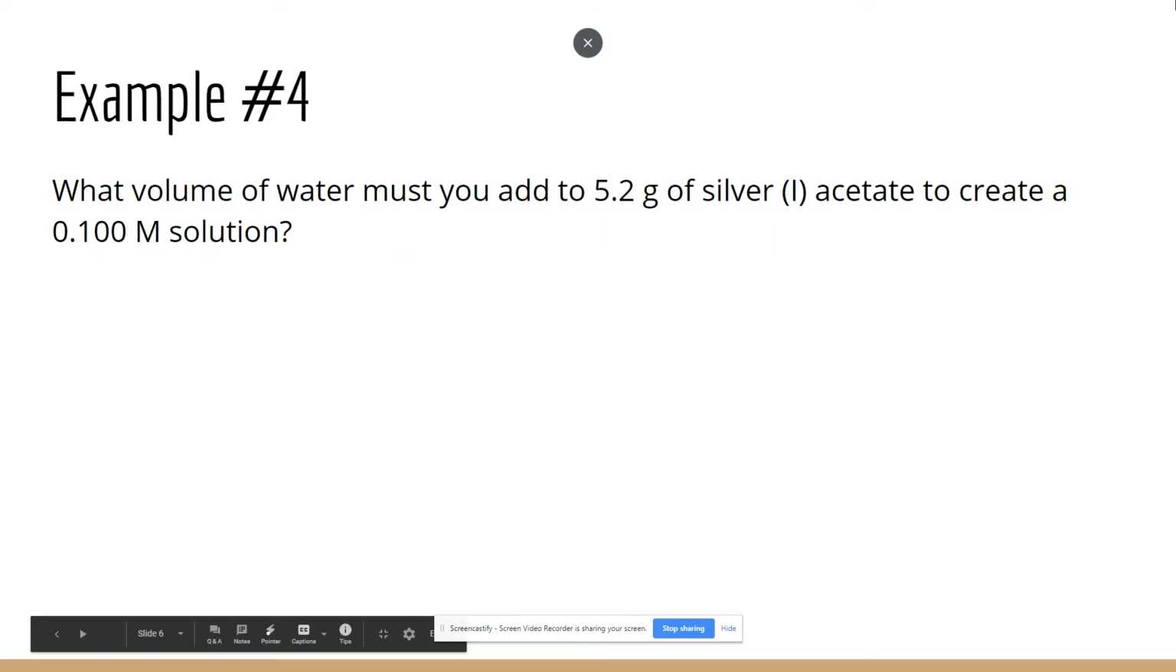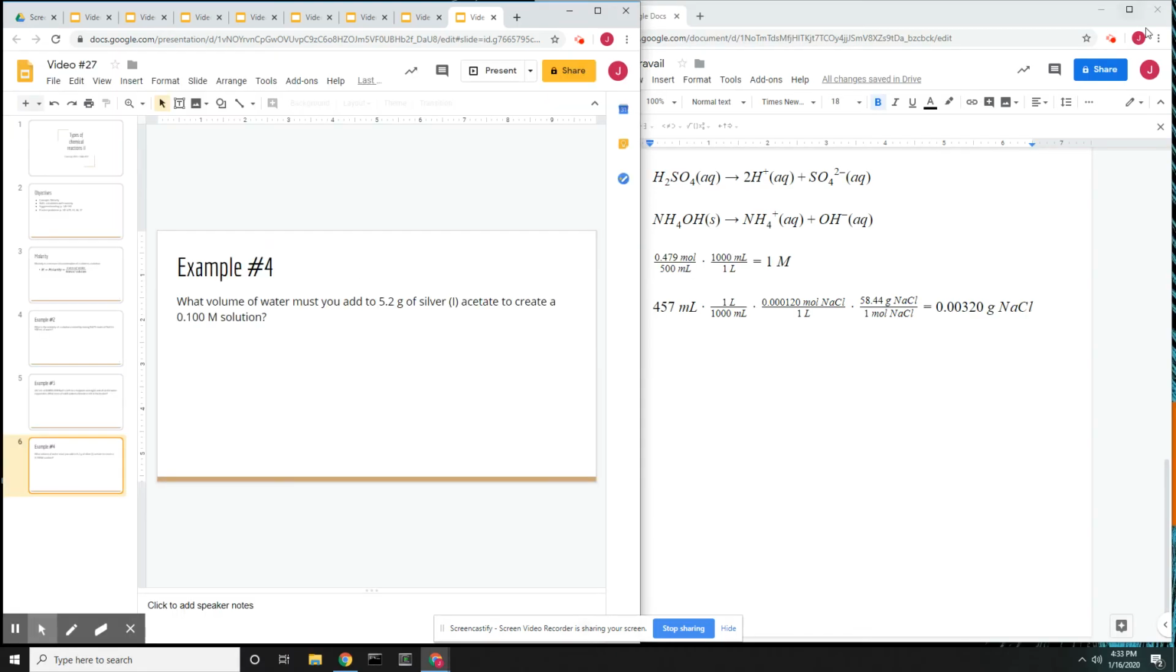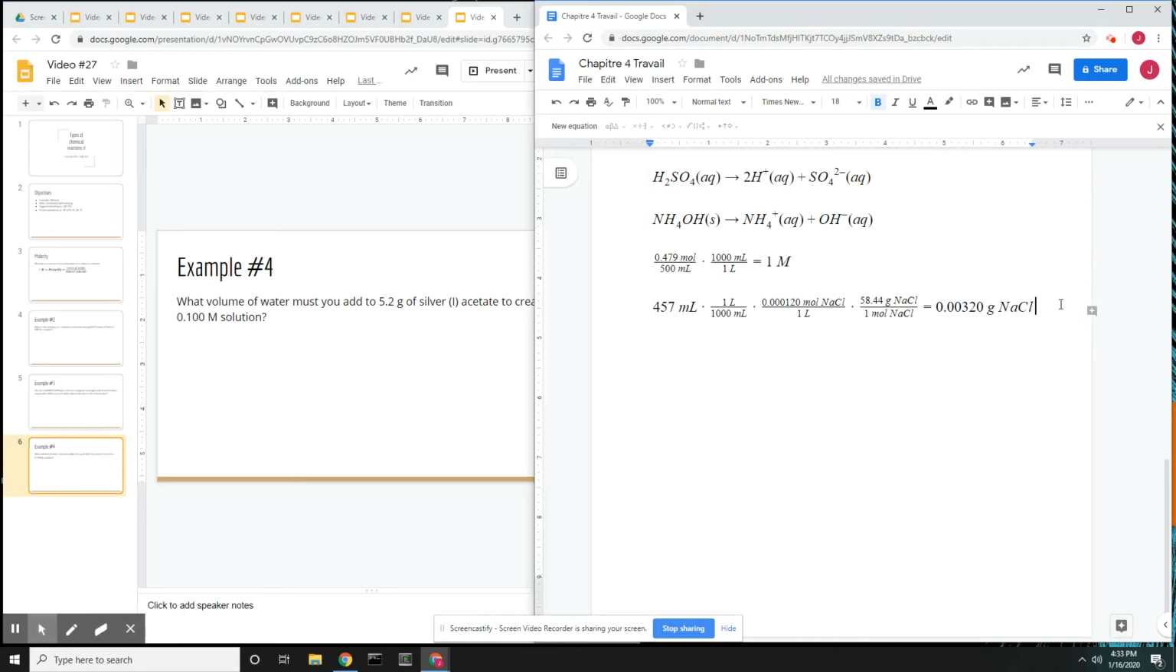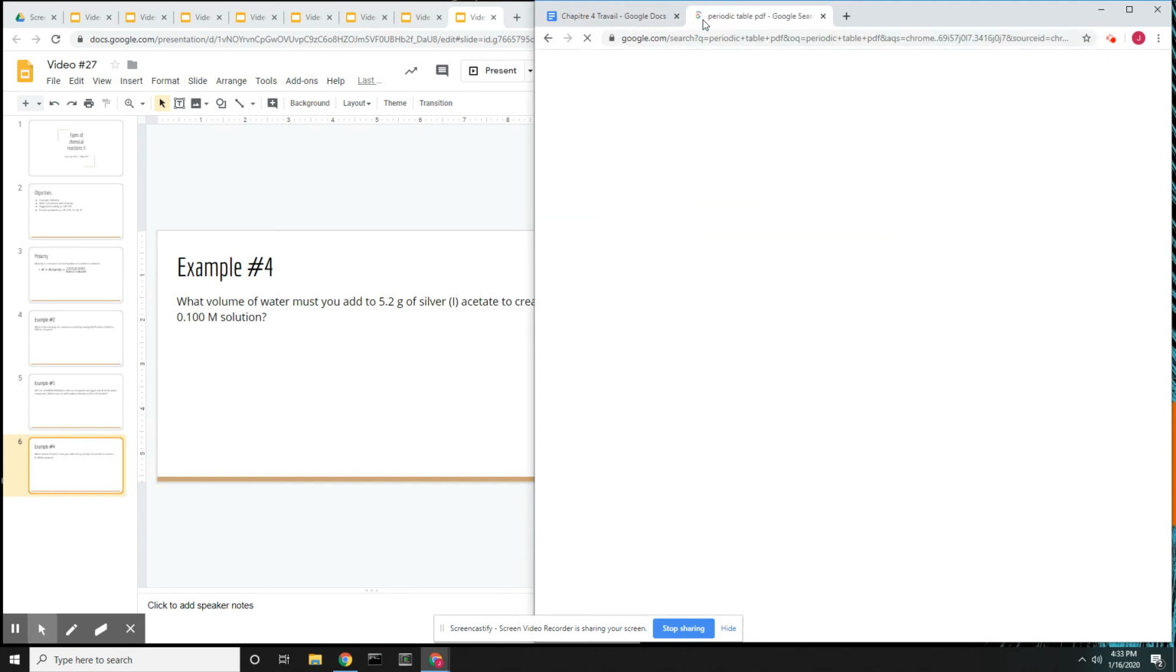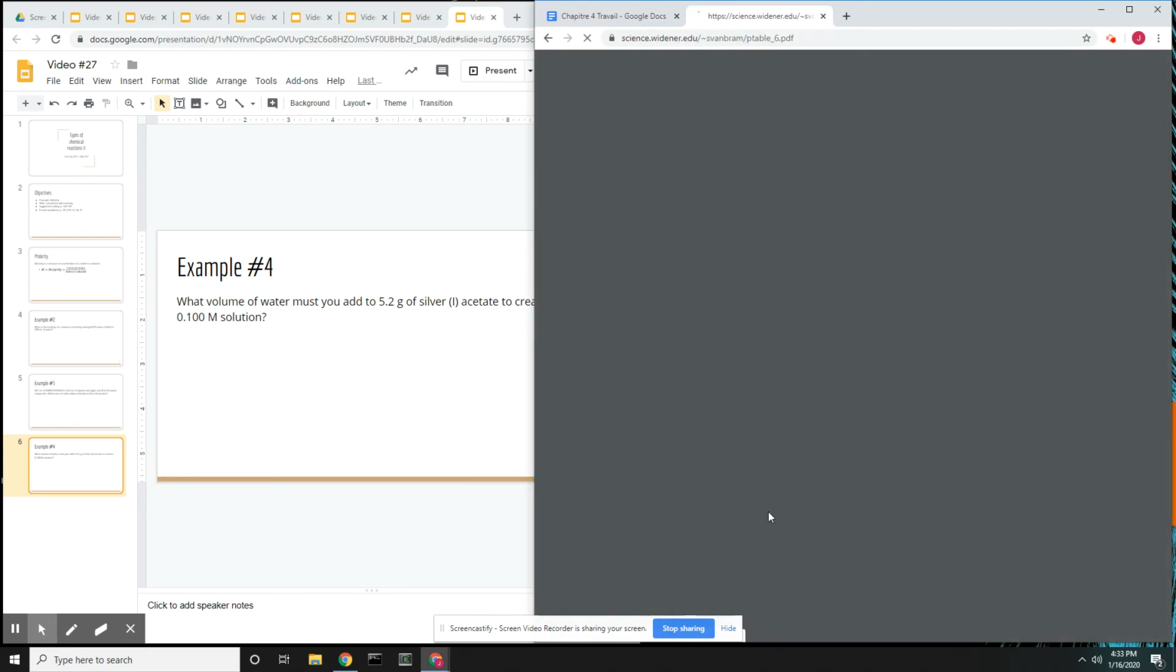Pause here. So this is kind of similar to example number 3. I am going to need to start with my 5.2 grams. I'm also going to need to look up the molar mass of silver because I actually don't have that one memorized.